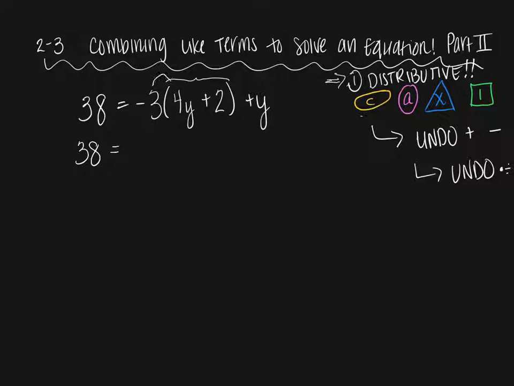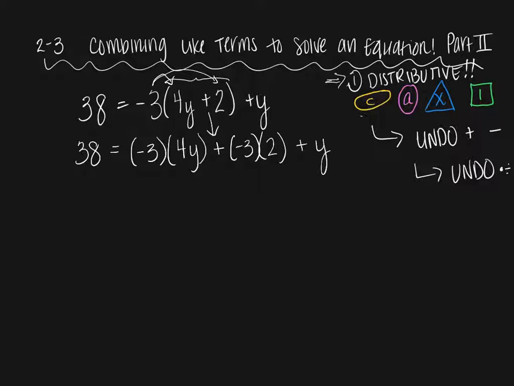38 equals what? This is going to go here and that. Notice that this is negative 3 times 4y. Bring your sign down, that's plus. And then it's still negative 3 times 2 plus y. Notice that I have to take this whole negative 3 and multiply that by each of these terms.